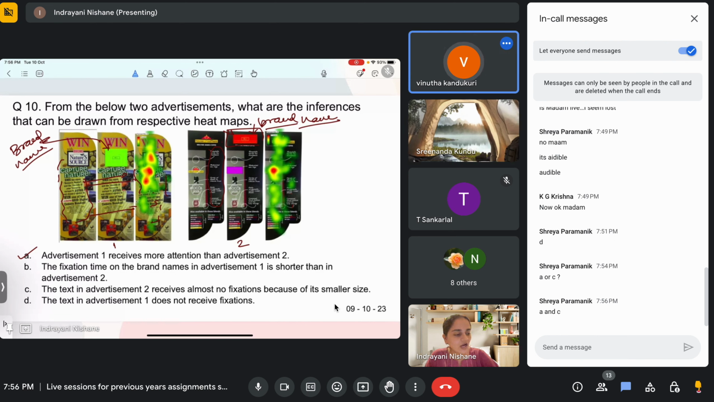One's brand name is here. This is the brand name. So there is red. Its brand name is here. Is there any red here? Is there any red dot here in this area?